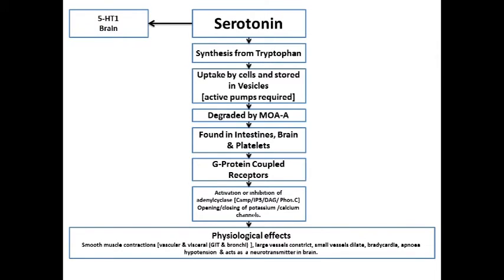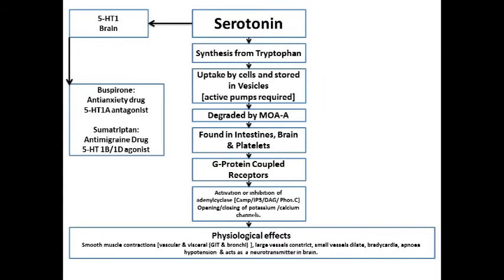Now serotonin, as I told you, will act through its receptors. A few of its receptors are 5-HT1, which are mostly concentrated in the brain, and a few drugs that act through these receptors are buspirone, an anti-anxiety drug that is a 5-HT1A antagonist. So this 1A becomes a subtype. Okay, 5-HT1, but the subtype is 5-HT1A.